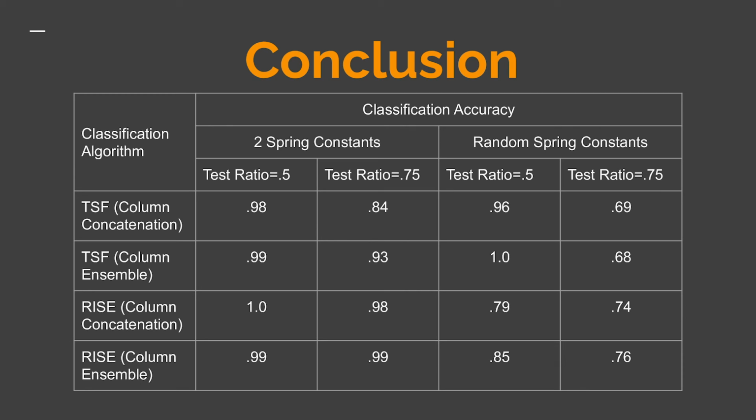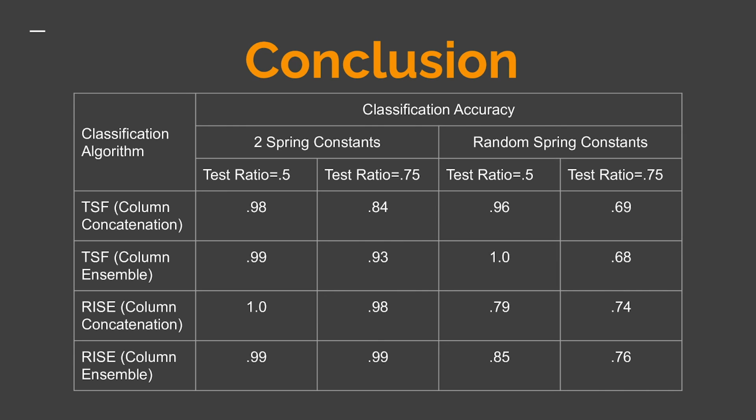Time series forests perform better when there were more training samples. The more training samples here means that 50% of all samples were used for training and the other 50% for test. And RISE performed better when there were fewer training samples, so 25% of all samples were used for training and 75% used for testing. So TSF is better when there's more training available. And the column ensemble method outperformed the column concatenation method.